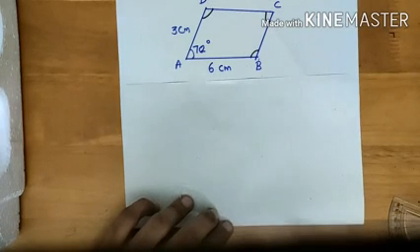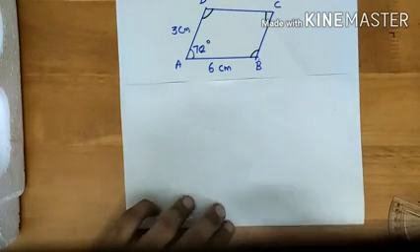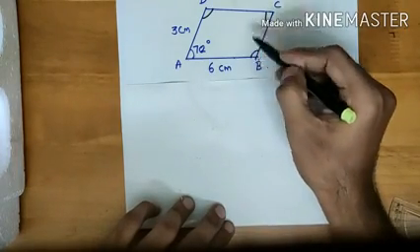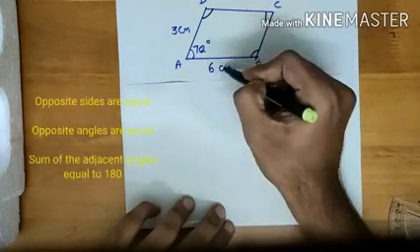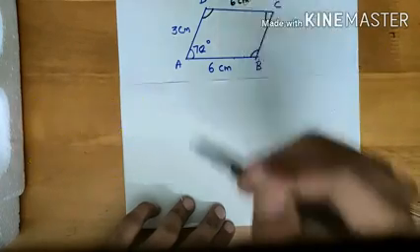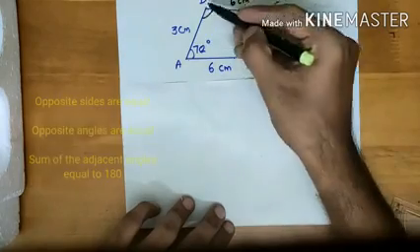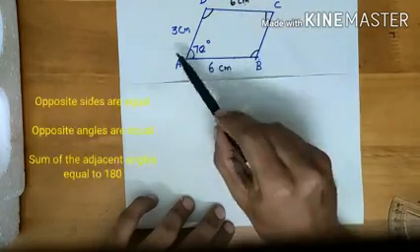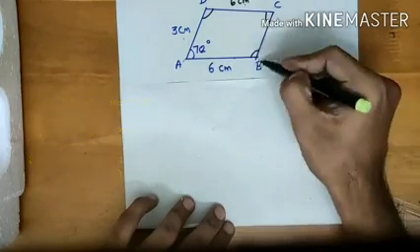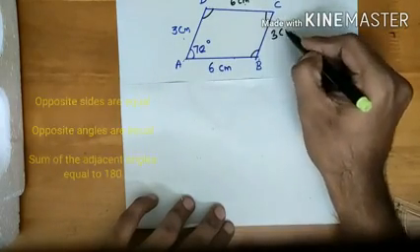We can use the properties of a parallelogram. In a parallelogram, opposite sides are equal. What is the opposite side of AB? It is CD. AB equal to 6 centimeters, so CD equal to 6 centimeter. What is the opposite side to AD? It is BC. AD equal to 3 centimeter, so BC equal to 3 centimeter.